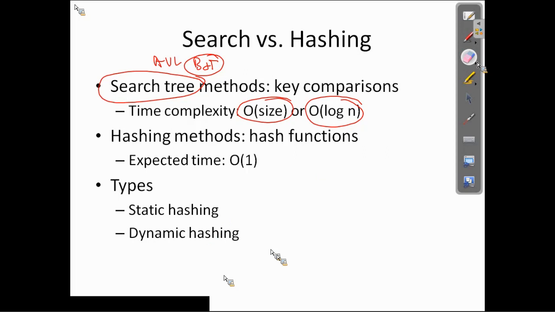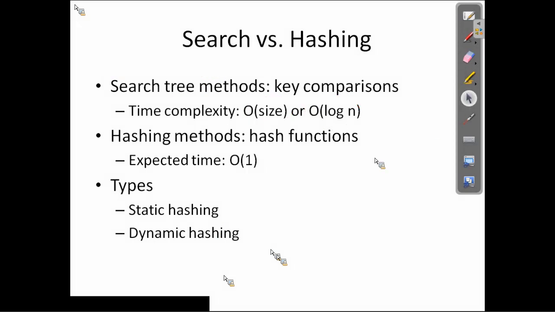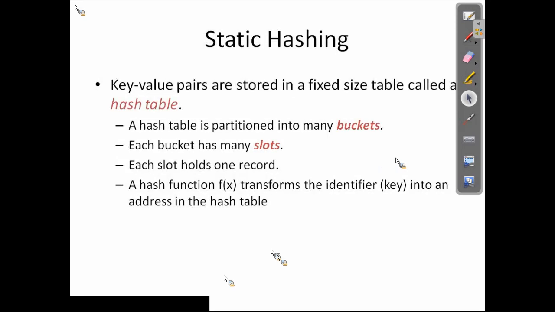So now you should focus on understanding how hashing actually works. Okay, let's move on. The key value pairs are stored in a fixed size table called a hash table. A hash table is partitioned into many buckets. Each bucket has many slots, and each slot holds one record. A hash function f of x transforms the identifier key into an address in the hash table.